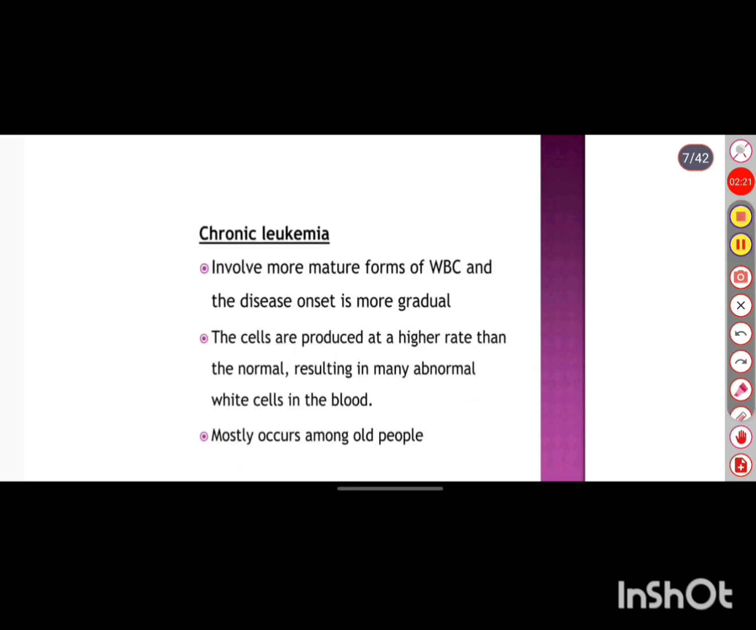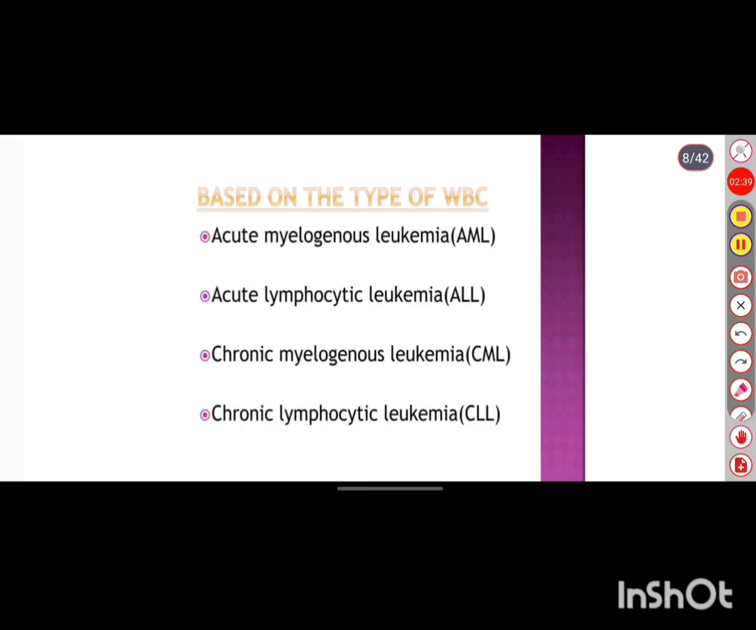Chronic leukemias are those where immature WBCs are formed at higher rates, resulting in many types of abnormal white blood cells, and it mostly occurs in older people. So again, based on the type of WBC, leukemia is classified into acute myelogenous leukemia, acute lymphocytic leukemia, chronic myelogenous leukemia, and chronic lymphocytic leukemia.